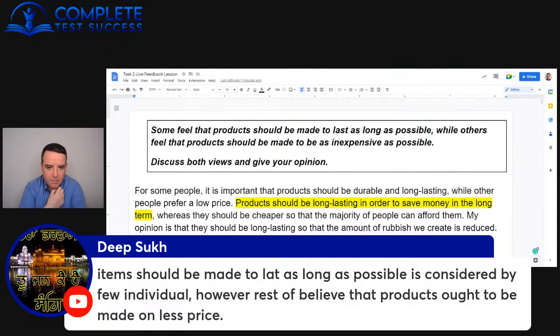However, the rest of the people believe, and it's not the rest of the people, there might be some people who have no opinion. So it's not necessarily the rest of the people, it's just other people. So made, and then on less price isn't a phrase. So overall, we can just see with your grammar and your vocabulary, there's quite a bit of work that you need to do here, Deep. So as well as preparing for the IELTS test, make sure that you're studying vocab and studying grammar, and giving yourself an opportunity to improve these areas.